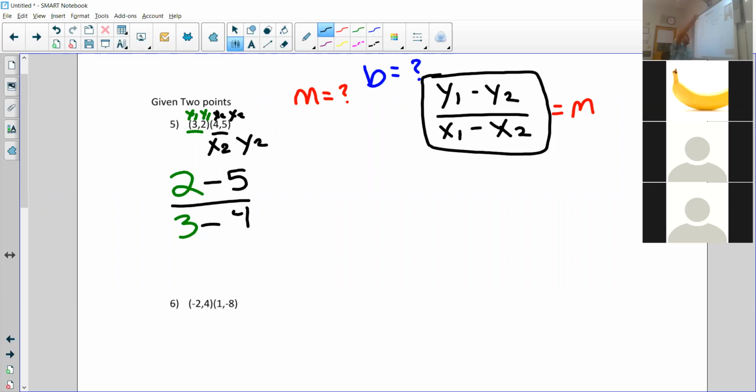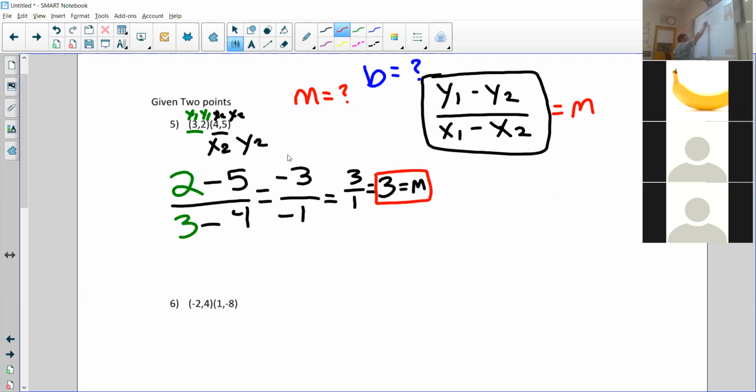So this is the process of finding slope. 2 minus 5 is -3, and 3 minus 4 is -1. Double negative cancels out, 3 over 1. And that's just a whole number 3. So 3 turns out to be my m.